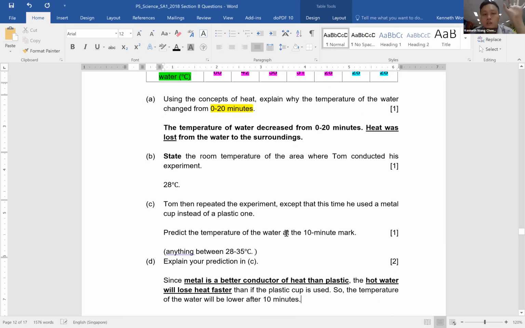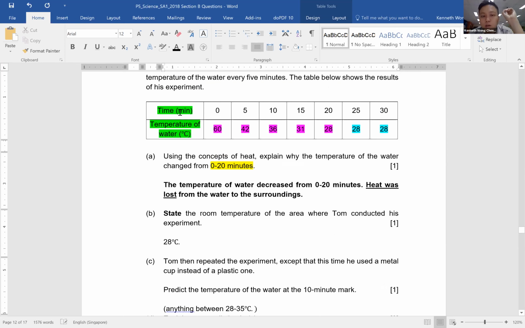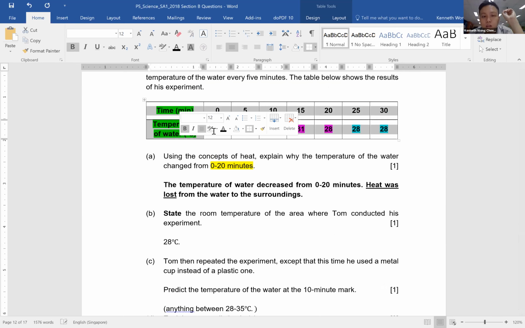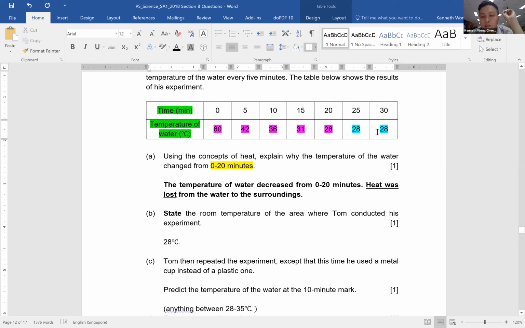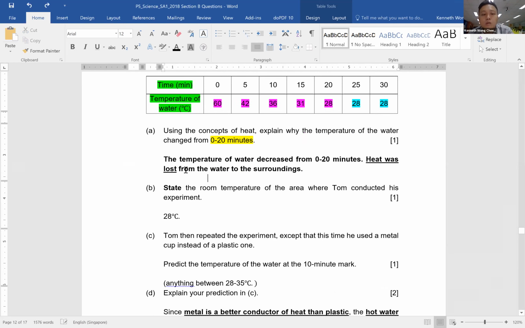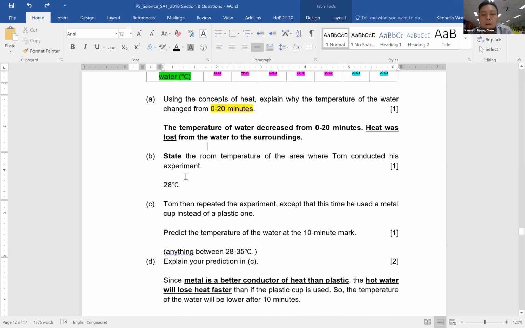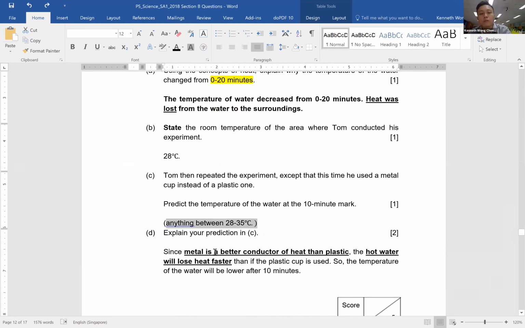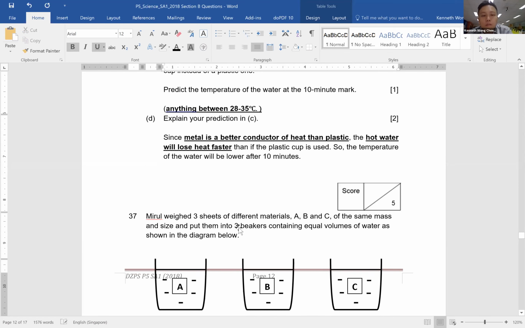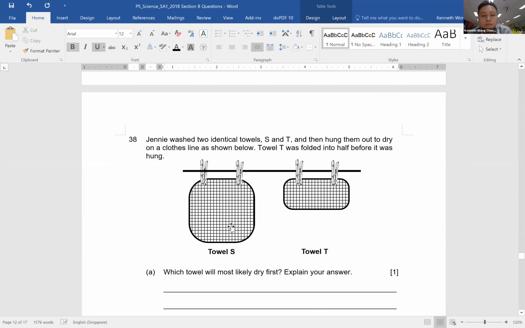Now, the summary of this question. Number 1, how to read the table. What do you need to take note? Patterns and the heading, everything that is highlighted here. Number 2, actually nothing much really. Basically, remember to compare. Okay, let's go down. Turn over to the other page.